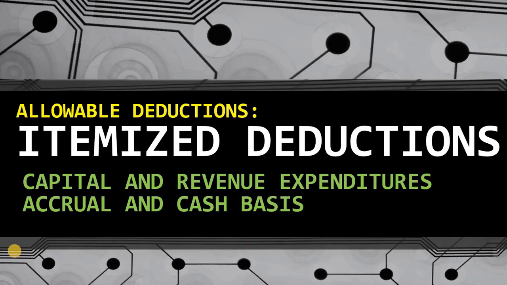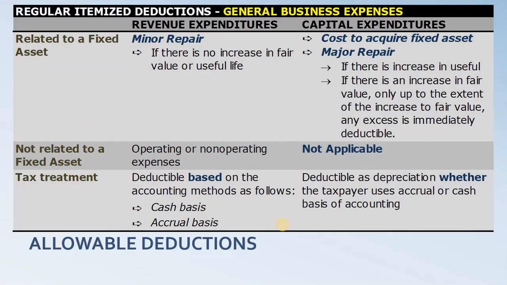Now let us discuss the capital and revenue expenditures and using accrual and cash basis of accounting. Again, this is for itemized deduction. This does not apply to optional standard deduction. So let us now start. So let us differentiate revenue expenditures from capital expenditures.